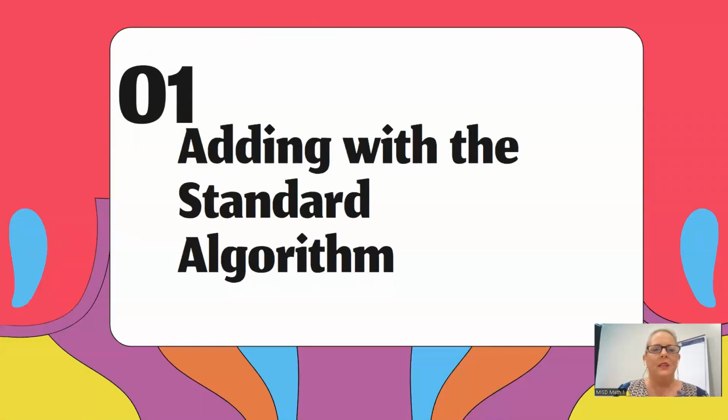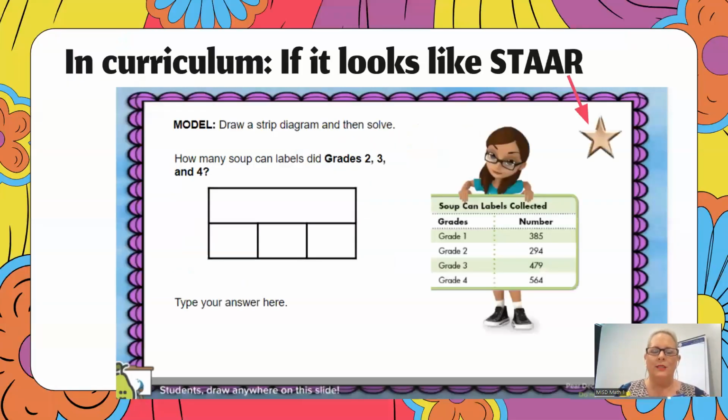Okay, so our first lesson that's coming up on the week of the 19th is adding with the standard algorithm. And what I wanted to show you is that in the curriculum, if it looks like STAR or it's an actual STAR release question, I put a star beside it. And that means if you're having to choose between so many slides because we've given you so many problems and you can't get to them all, that's absolutely okay.